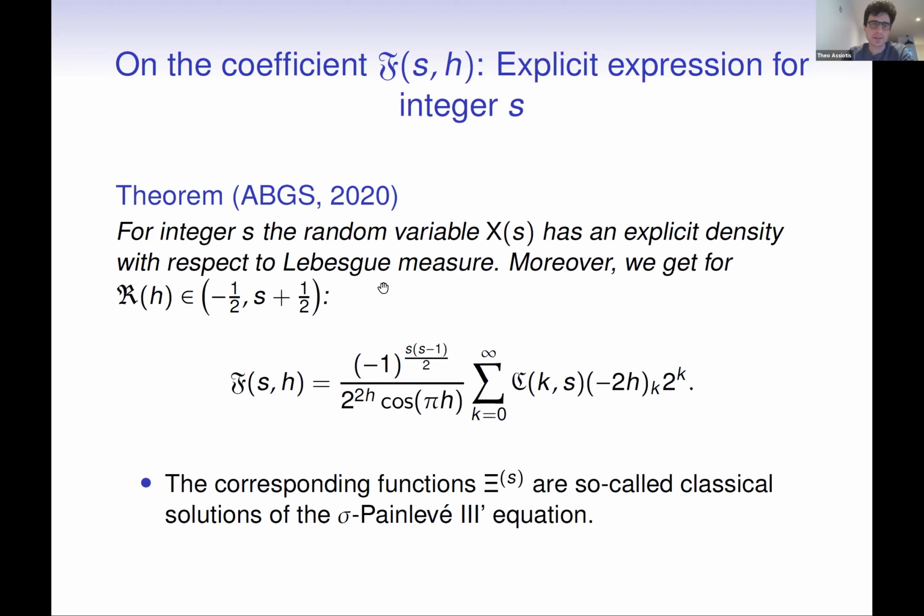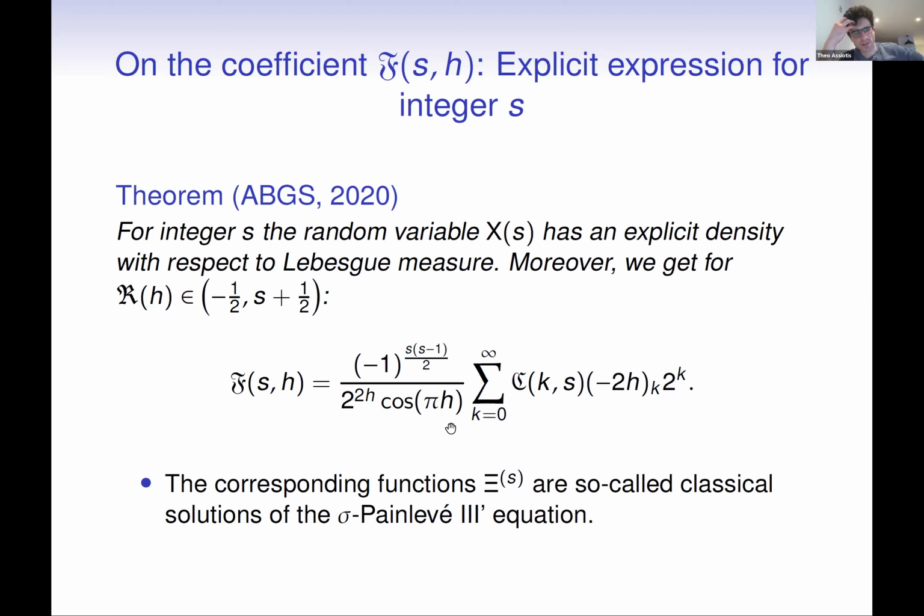So XS has an explicit probability density with respect to the Lebesgue measure for integer s, and I'll say a bit more about it in a second. And we get an expression for the moments, which is given. This is some complicated combinatorial coefficient that we'll say more about in a second. And one more thing I should mention now is that, of course, this vanishes.